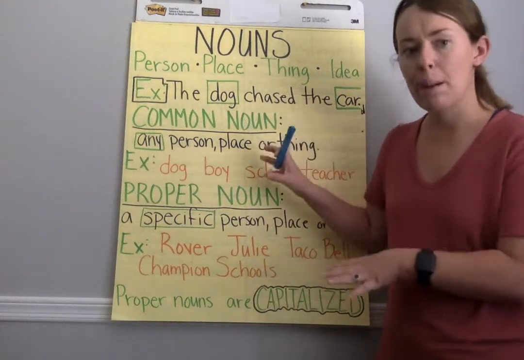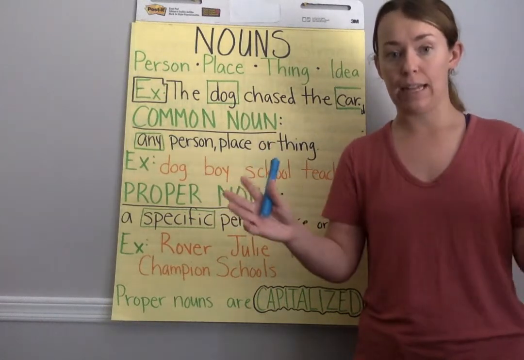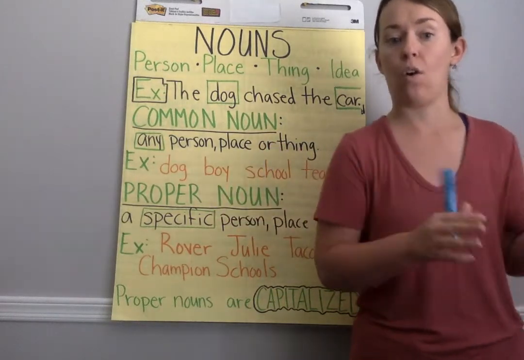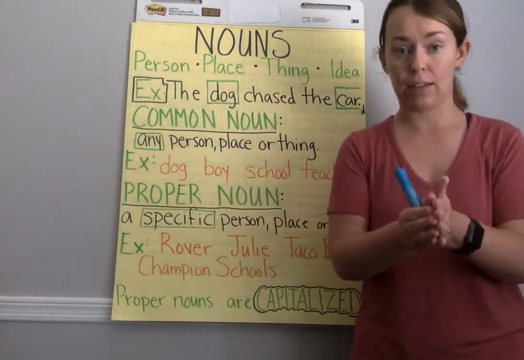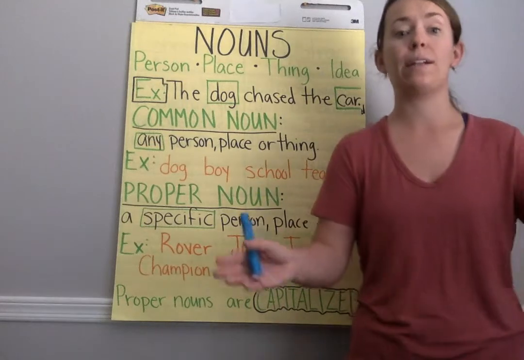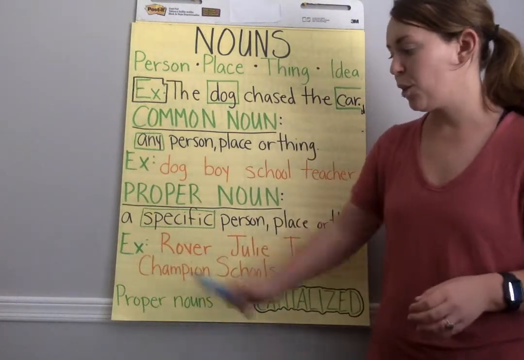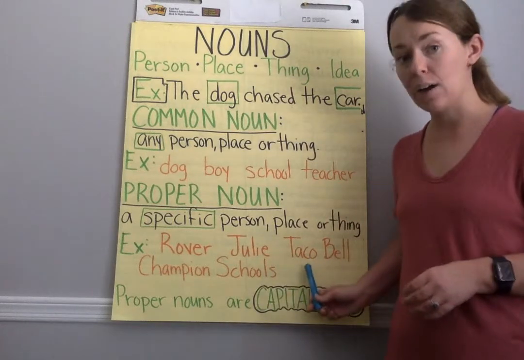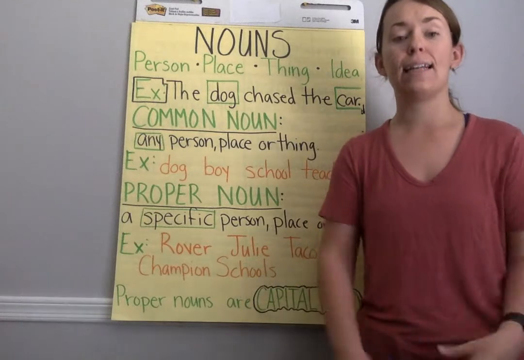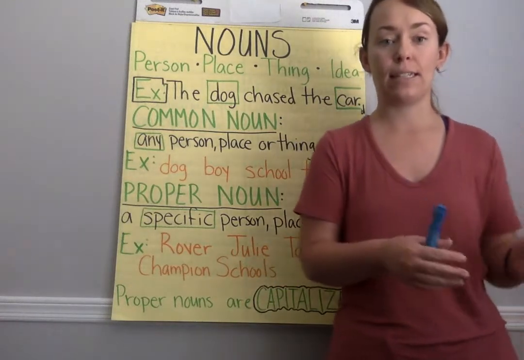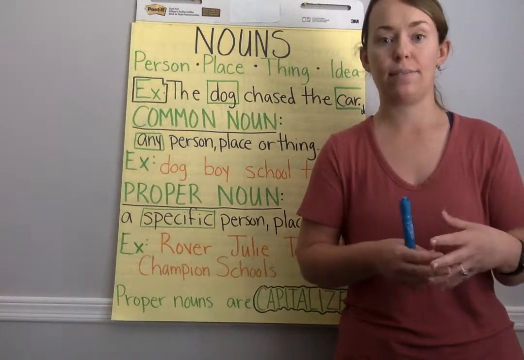So just remembering that common nouns talk about anything, a general noun like boy or girl or dog, and proper nouns talk about a specific thing or a specific person or a specific place with a capital letter at the beginning like Rover, Julie, Taco Bell, Champion Schools, Arizona, United States. All of those are proper nouns because they are talking about a specific person, place, or thing, okay?